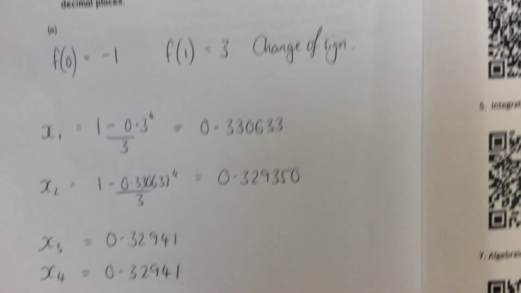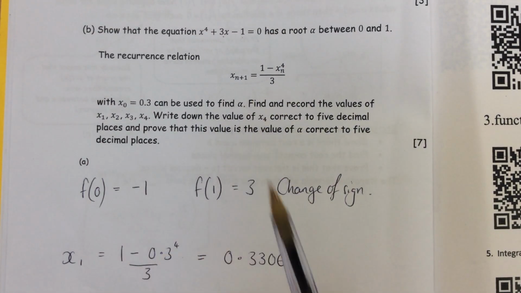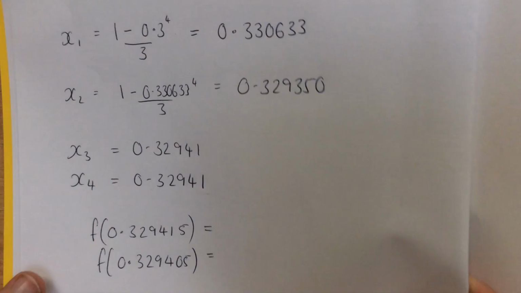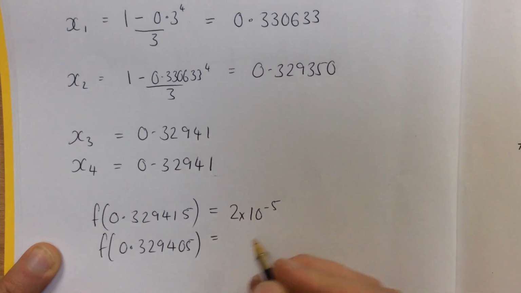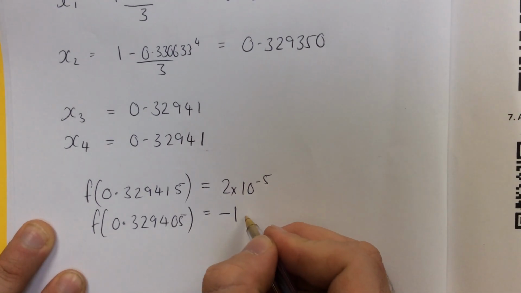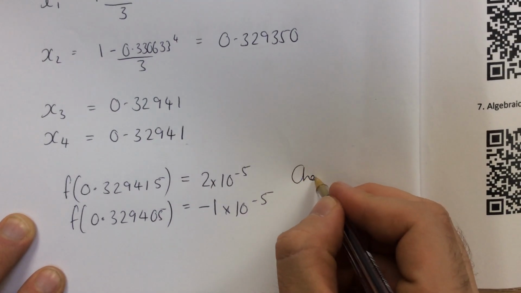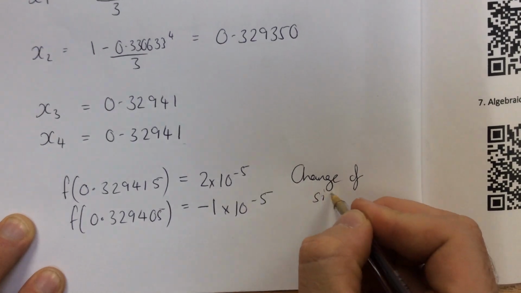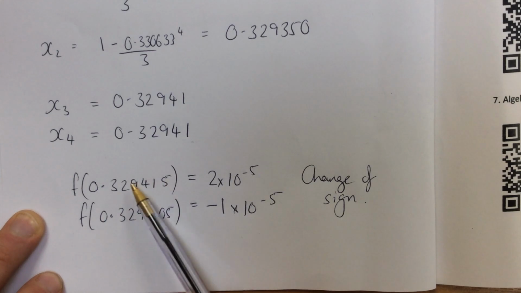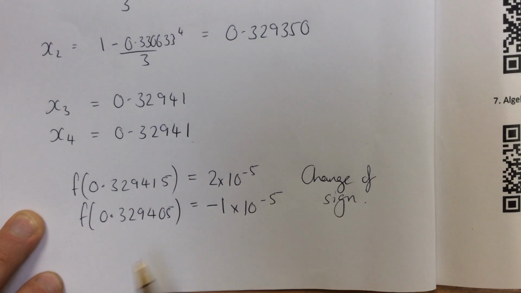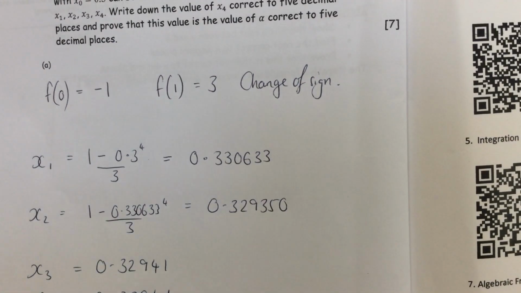Now those two I work out with the actual equation at the top, not this relationship here we've been given. And then when I type those in, the one that's slightly bigger comes out as 2 times 10 to the power of minus 5, and the one that's slightly smaller comes out as minus 1 times 10 to the power of minus 5. And then again, the change of sign proves that correct to 5 decimal places, that is the answer. Because this one would round up to it and that one would round down. And that is the end of it. It is just a case of sticking numbers into a calculator, essentially.